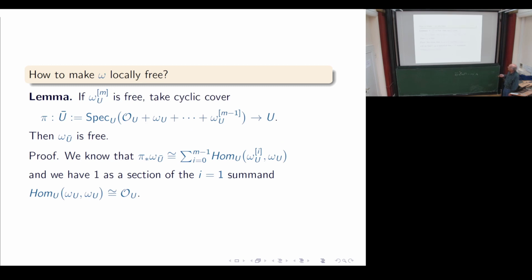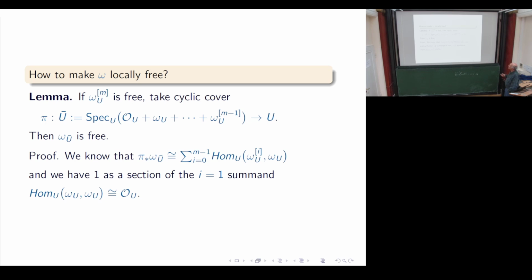Okay. And so I ask myself how to make omega locally free. So that was the game. We try to take a cyclic cover that makes omega locally free, we apply the previous results, and then we declare that we are happy. Okay.